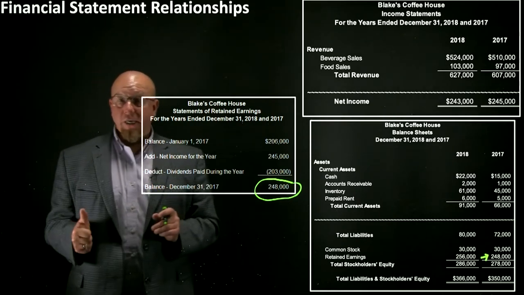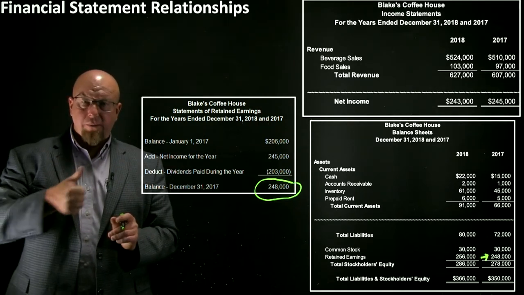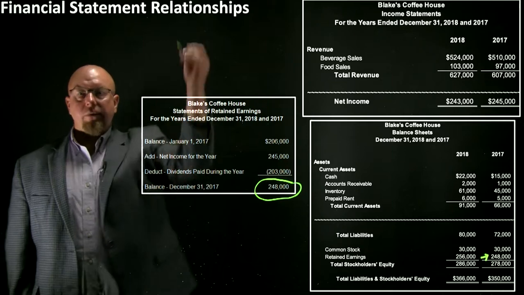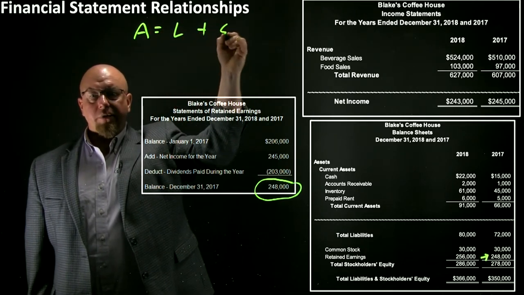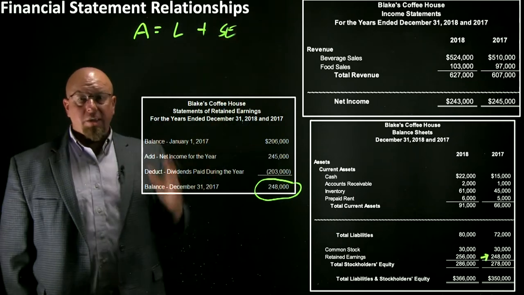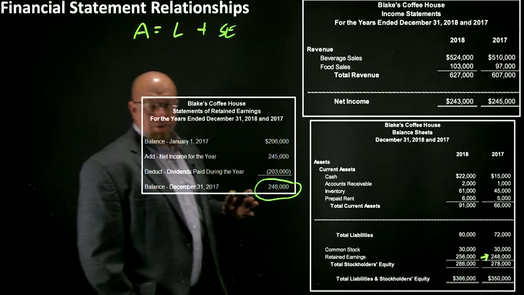Remember that the balance sheet has to balance. The assets need to equal the total of liabilities and stockholders' equity. I'll just put that up here as a reminder. Assets equal liabilities plus stockholders' equity. That's basically the balance sheet in the form of an equation. So how does this tie together?